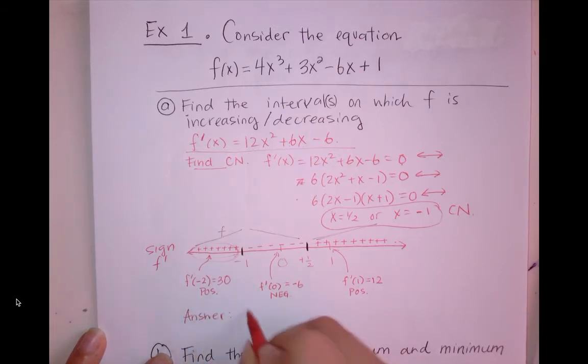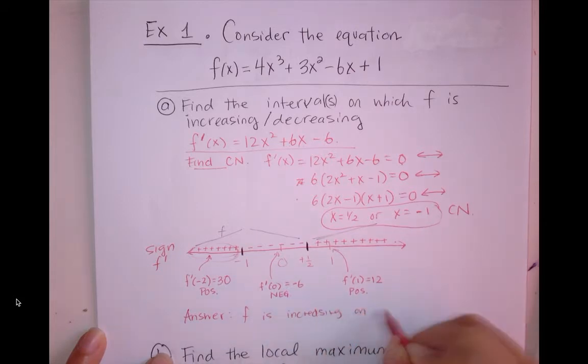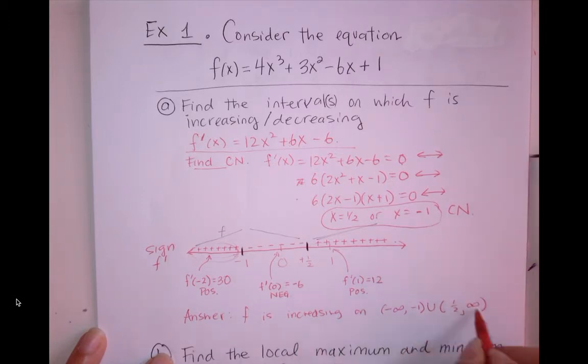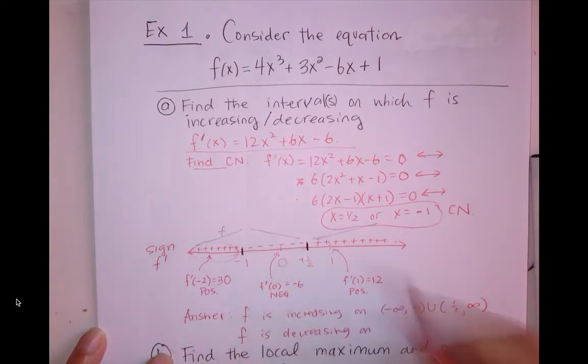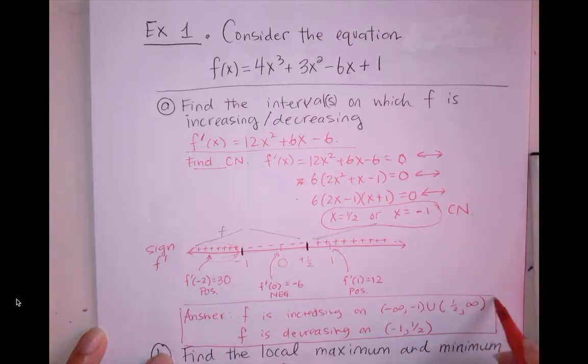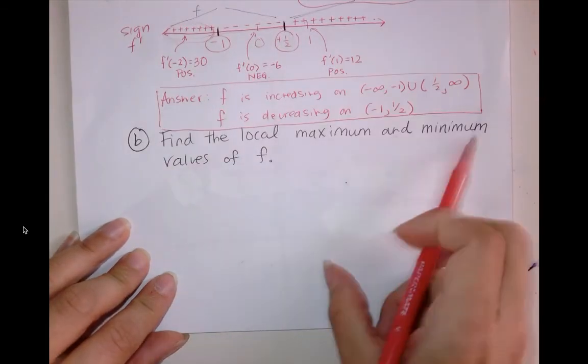Is that f is increasing on negative infinity to -1, and the interval 1/2 to infinity, because the derivative is positive, and f is decreasing on the interval -1 to 1/2. Okay, so that's the answer to part A. Okay, so we need to find the local maximum and minimum values of f.